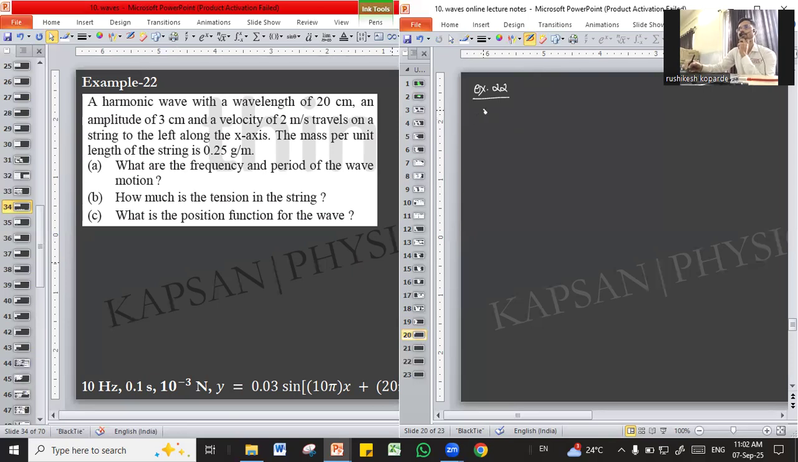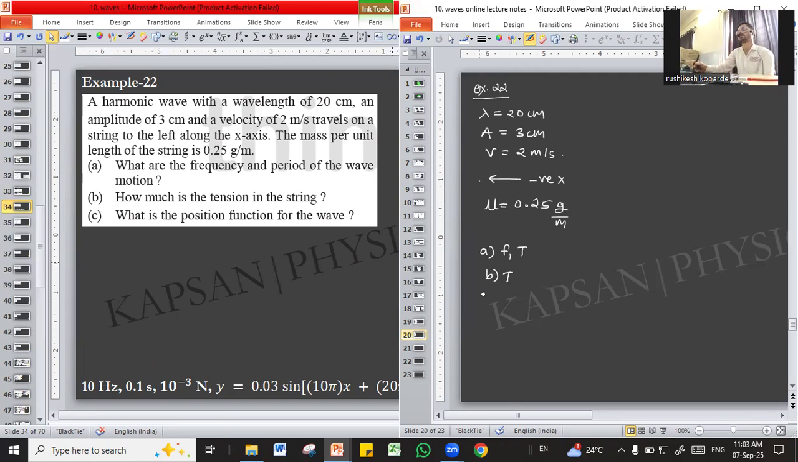A harmonic wave with a wavelength of 20 centimeter and amplitude 3 centimeter. Harmonic wave means all the particles will perform simple harmonic motion. The velocity of the wave is 2 meter per second, and it travels on a string to the left, so it is traveling in the negative x-axis. The mass per unit length of the string, mu, is 0.25 gram per meter. What is the frequency and period of the wave motion? How much is the tension in the string?